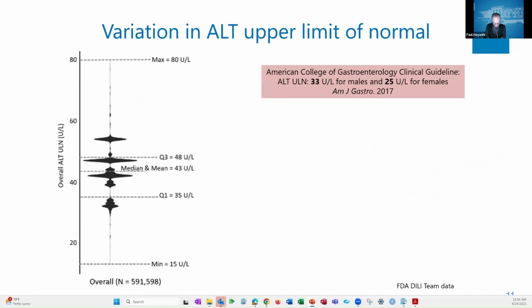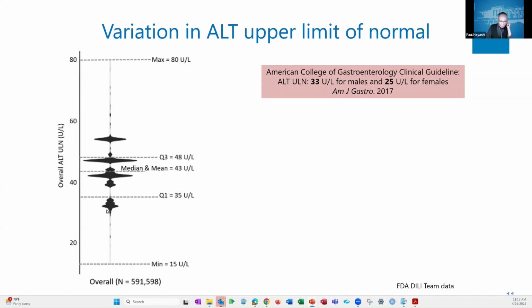The other thing that we've been looking at, and we're not sure how this is going to play out, but I brought this slide in because I do want you to think about something. The upper limit of normal, as you may or may not be aware, has grown to be widely variable over the years. And this is our data, 5,901 upper limit of normal data points. So these are not actual ALT values. These are just upper limit of normal data points that were given to us across, I think, like 180 studies over a year span or so.